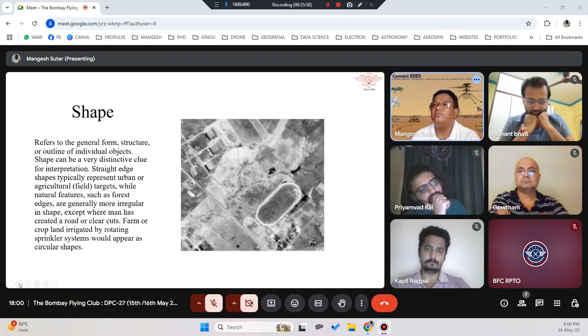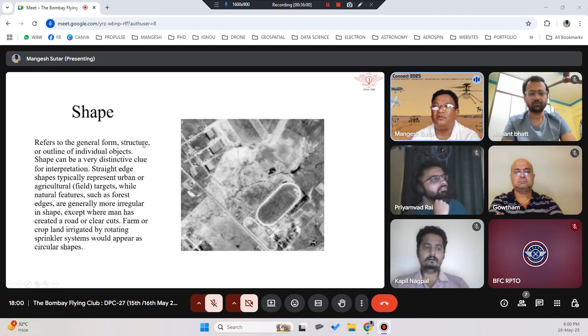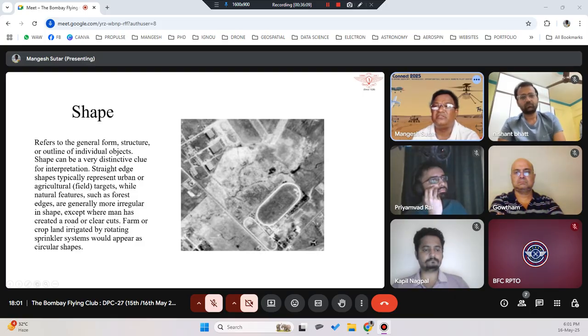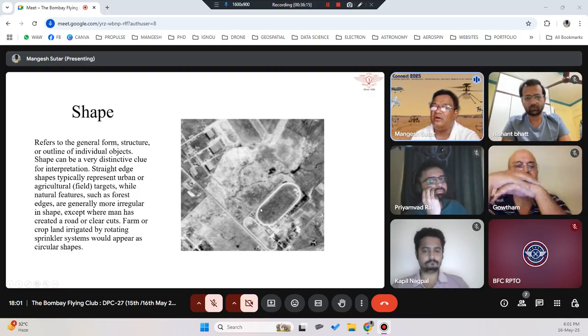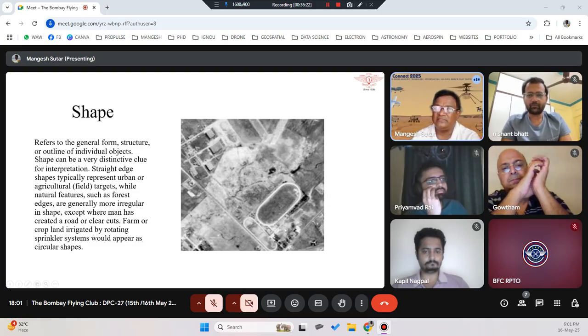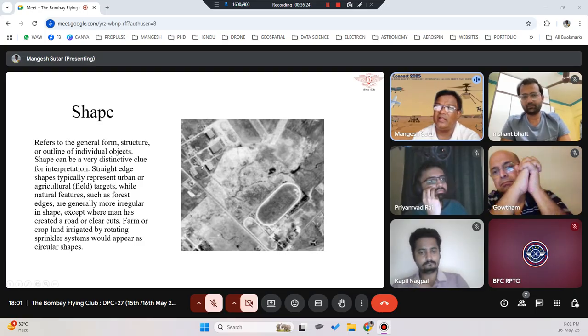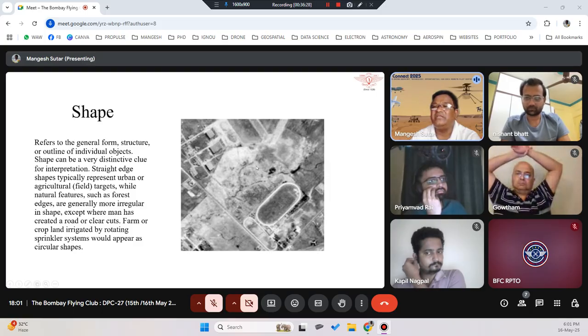Okay, so tone, shape. Again, shape refers to the general form, structure, outline of an individual object. Shape can be a distinctive clue in interpretation, like straight-edged shapes, an agriculture field, a natural forest. Here you can see a field, right? A joggers' field is there, a track and field is there. You can see there is green and there are tracks on it. Looking at the shapes, you can make out what the objects in the images could be.